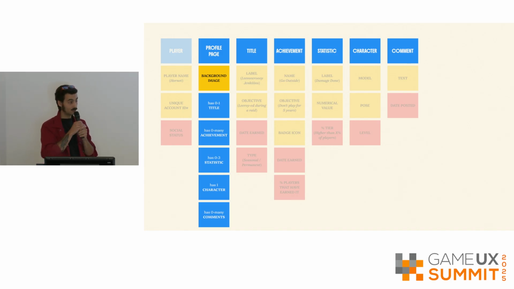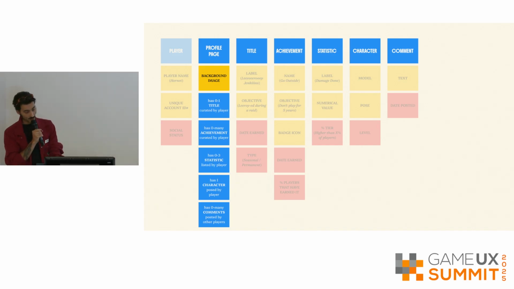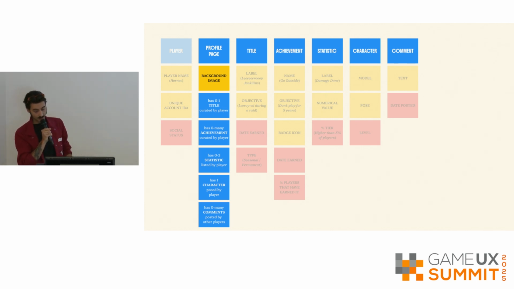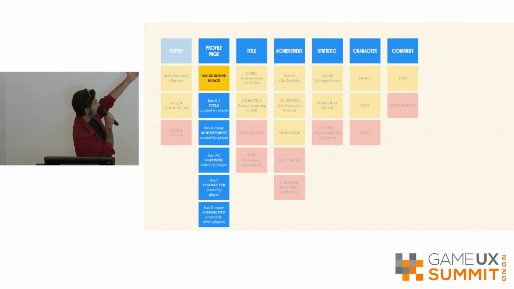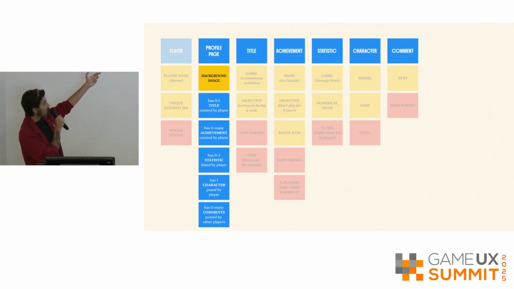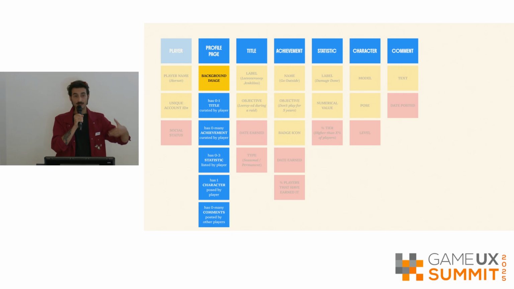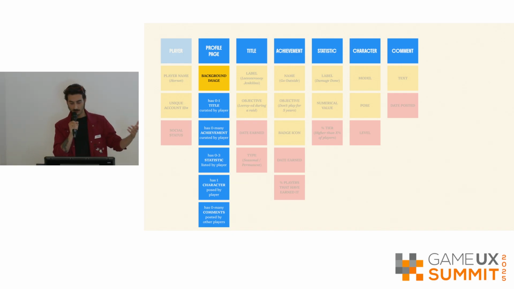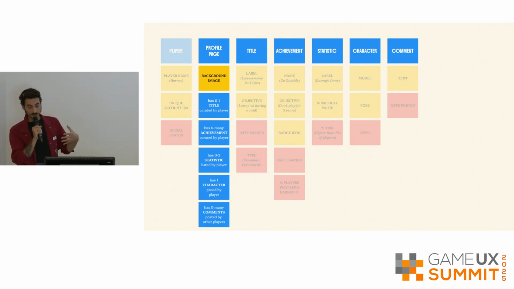So next we need to provide the intentionality. If we take one step further, we describe the nature of the relationship between the objects. For example, instead of just a profile page has 0 to many comments, we add 0 to many comments posted by other players. And this way we're already inferring some of the actions that are going to happen in our system. And we can also start to expose the intentionality of our system.